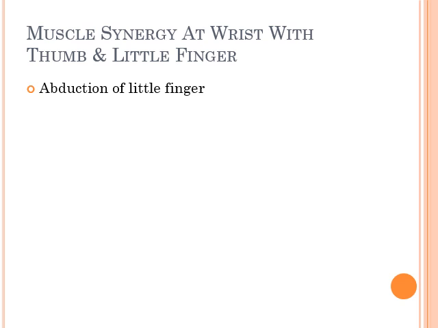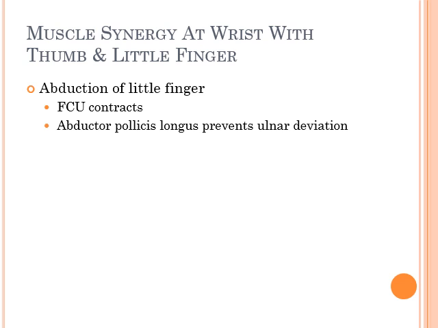In order for that little motion to happen, just sit there and abduct your little finger. For that to happen without any other issues, the flexor carpi ulnaris has to contract. And in order to keep your hand in a neutral position, the abductor pollicis longus needs to contract to prevent ulnar deviation. In other words, if the abductor pollicis longus didn't contract when you did that, your wrist would go into ulnar deviation, which you don't want to have happen. You just want to move your little finger. So the abductor pollicis longus is going to contract in order for you to do that.